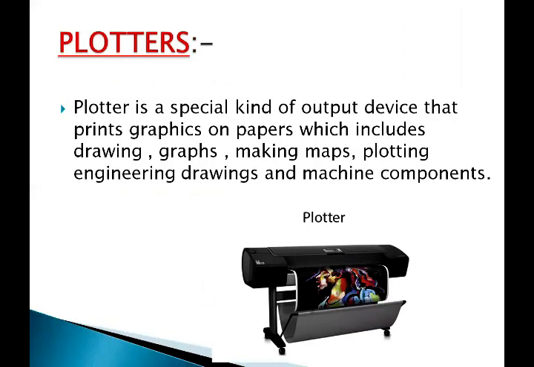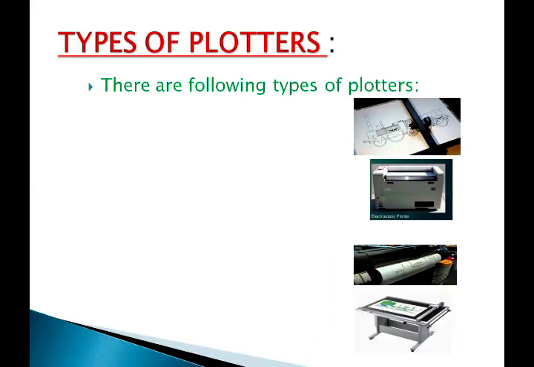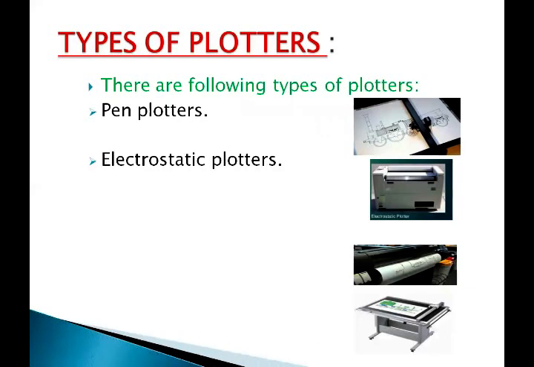Plotter. A plotter is a special kind of output device that prints graphics on paper, which include drawings, graphs, making maps, plotting, engineering drawings, and machine components. There are the following types of plotters. Number one is pen plotters. Number two is electrostatic plotters.